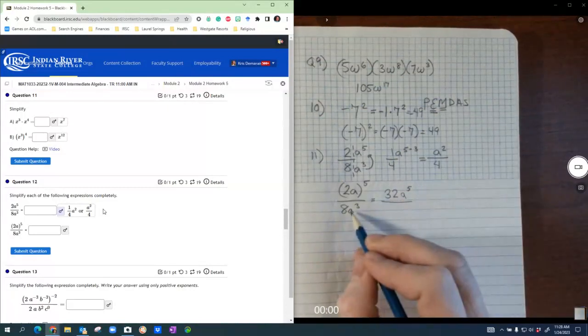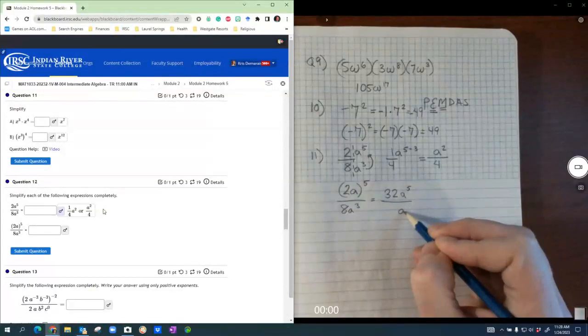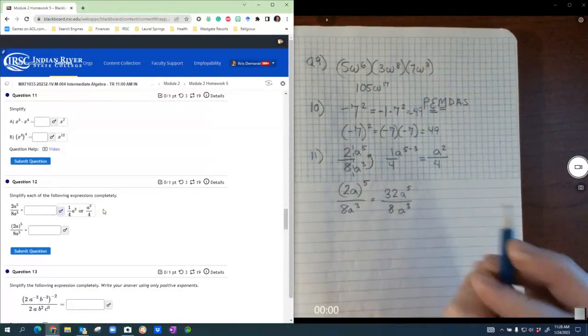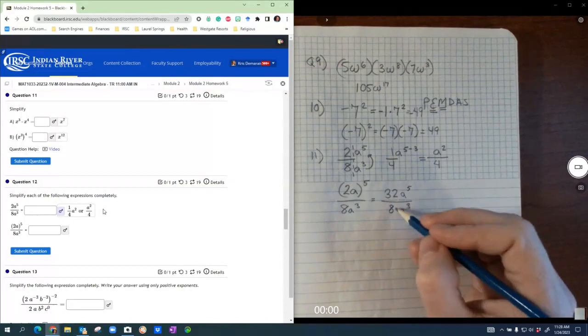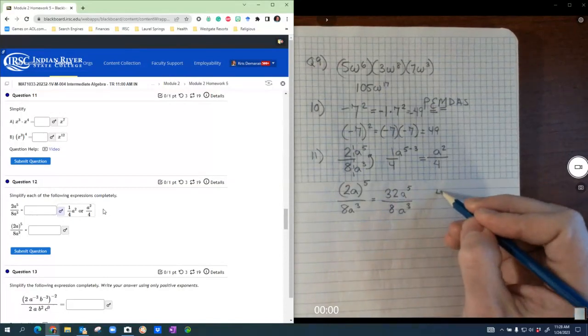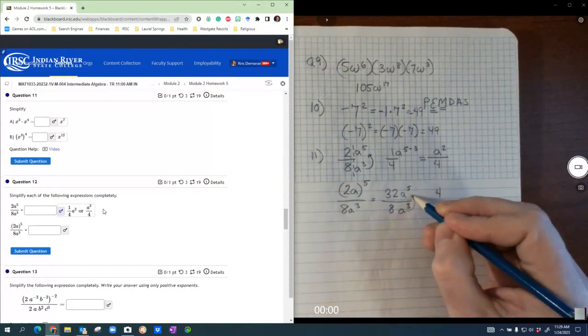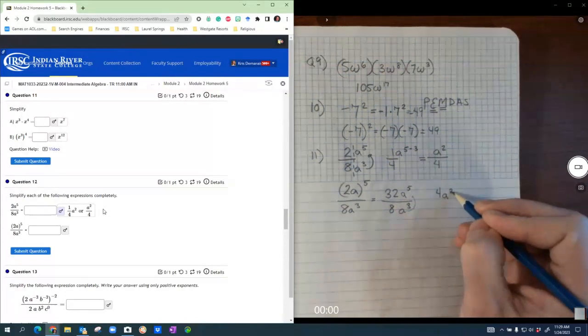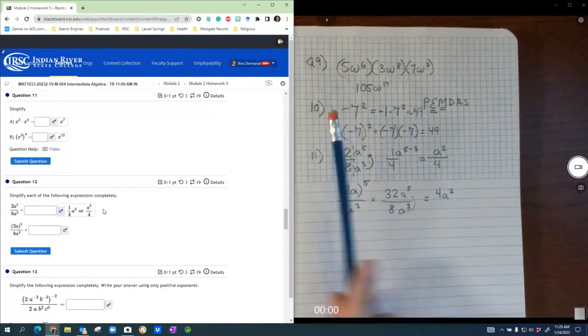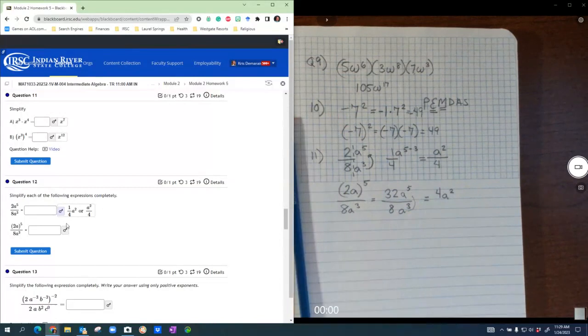And then I'm going to have a to the 3rd, still down here, and then 8. Okay? Now I go ahead and divide 32 by 8, and we get 4. And then I'm going to raise this up and subtract 3 from 5 and get 2. So I'm going to get a to the 2nd. And there's our answer for that.